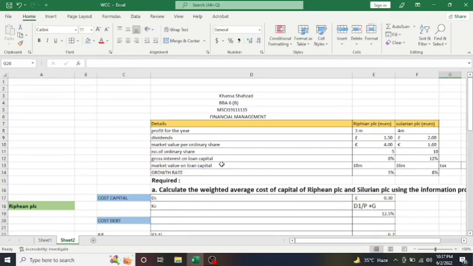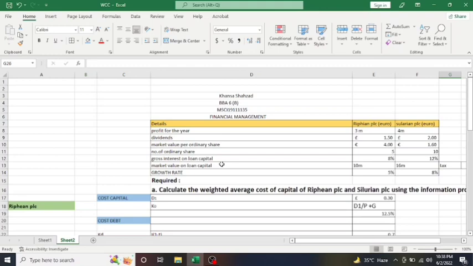So today we are going to understand the cost of capital. To understand the cost of capital, you need to know the company's capital structure. It is basically divided into equity and loan. Equity is paid in the form of dividend, and loan is paid in the form of interest.